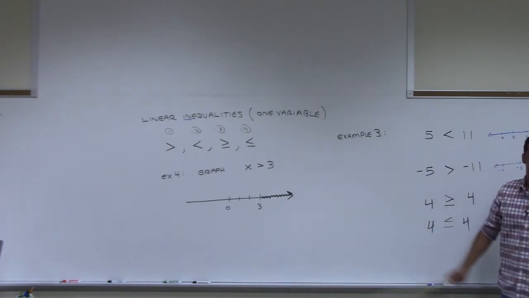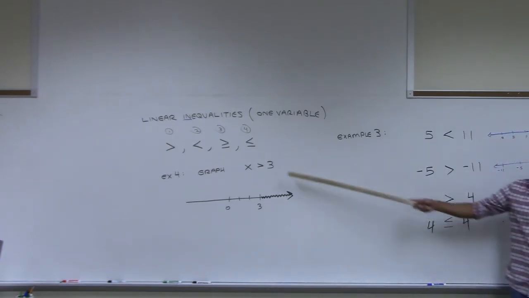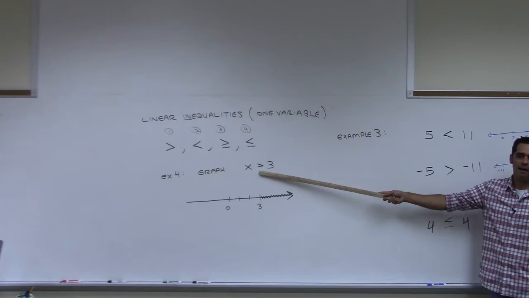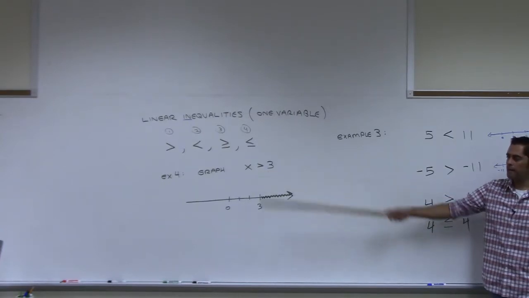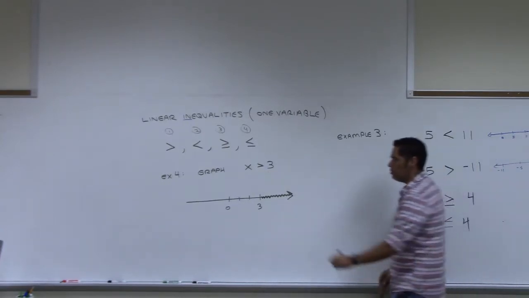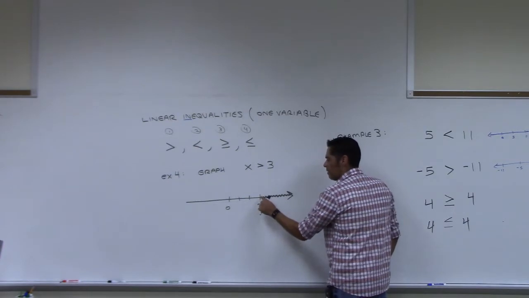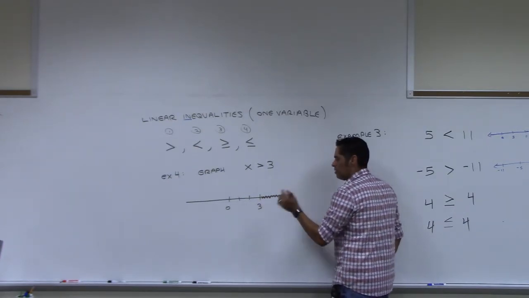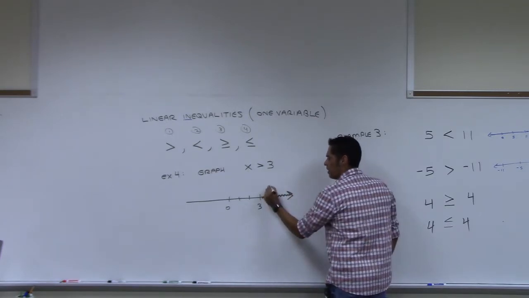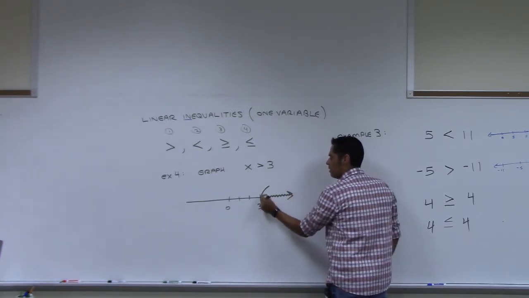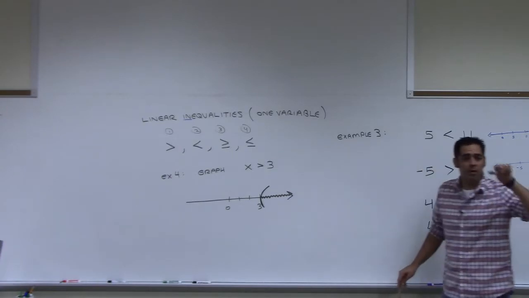And then what about 3 itself? Is 3 an answer to this? No, 3 is not bigger than 3, right? So how do I tell you everything but not 3? I don't want 3. Yeah, there's 2 standard ways to do it. The book uses a parenthesis, like this. Okay? But you can also put an open circle.